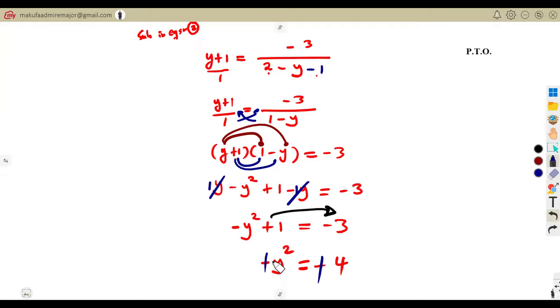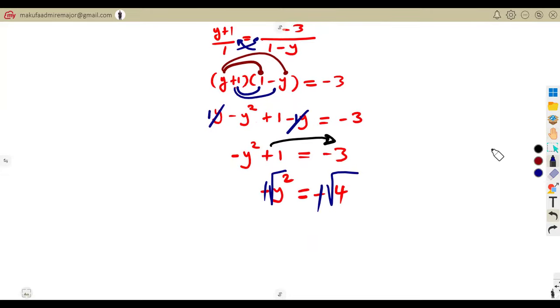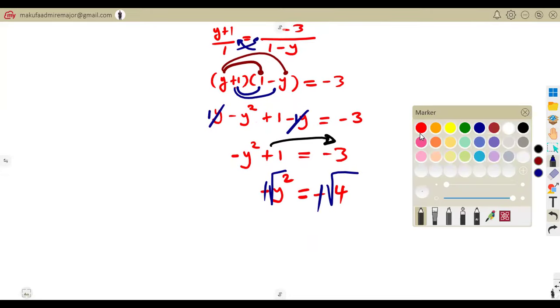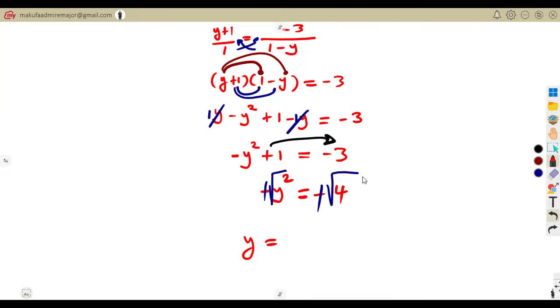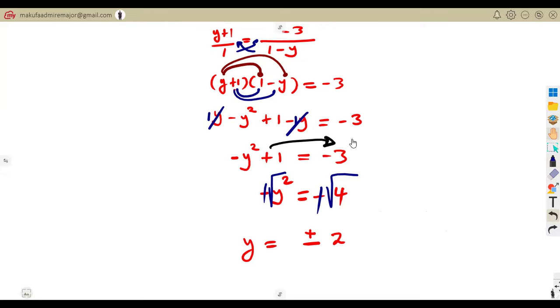So if y squared is equal to 4, what about the value of y? Introduce the square root to remove what? The square. So that's obtaining the two possible values of y. Remember that the square root of any number is plus or minus. So that's plus or minus 2, meaning to say y can be plus 2 or it can be minus 2. There are two possible values of y.